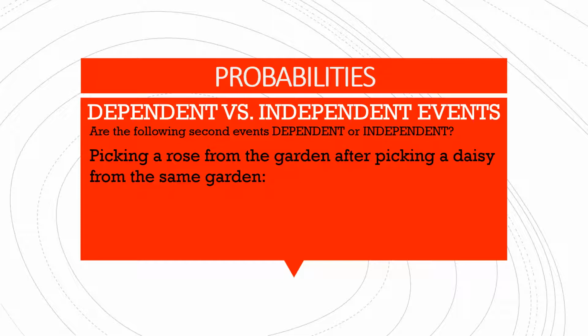Let's try another one. Picking a rose from the garden after picking a daisy from the same garden. Now, if you remember from our first video, we had 12 flowers in the garden. So that's 12 possibilities total. And we had 4 daisies in that garden. So picking a daisy from that garden gives you a 4 out of 12 chance that you're going to get a daisy. If you just close your eyes and grab any flower out of the garden, you have a 4 out of 12 chance of getting a daisy.